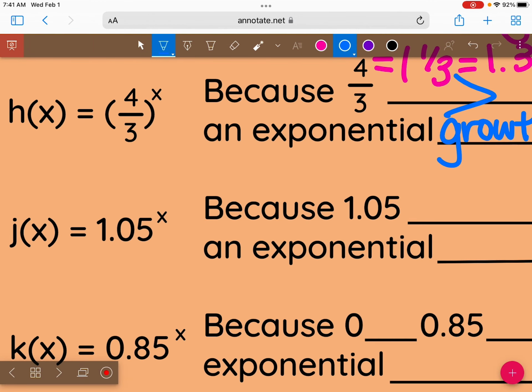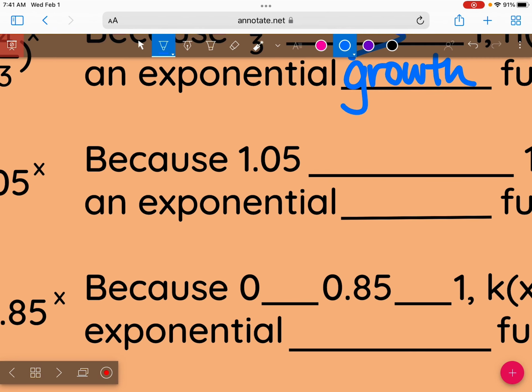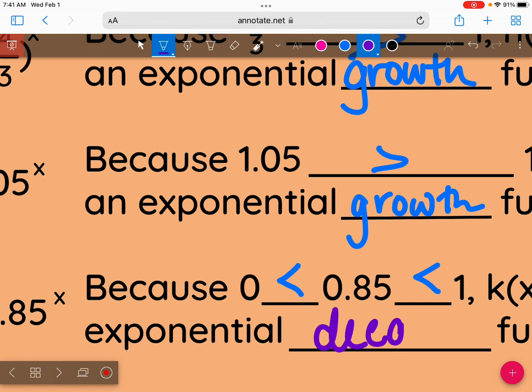All right. 1.05 to the x power. Is 1.05 greater than or less than 1? Greater than. Growth or decay? Growth. And 0.85, is it greater than 0 or less than 0? Greater than. Is it greater than or less than 1? Less than. So do we have growth or decay? Decay. Good.